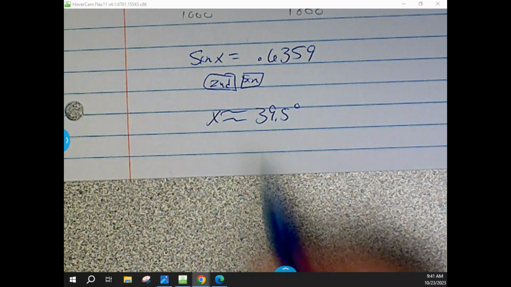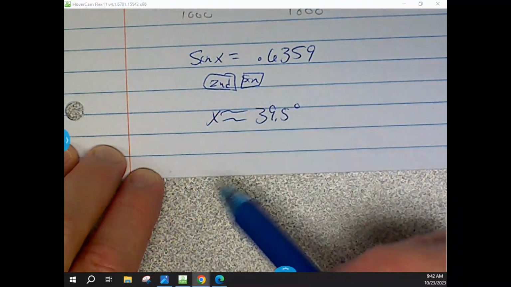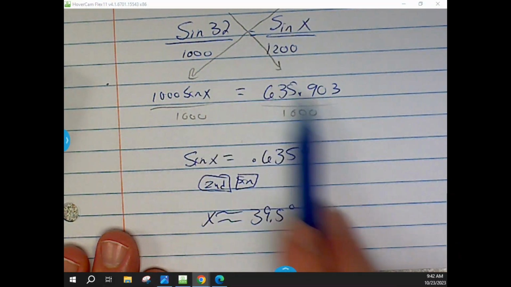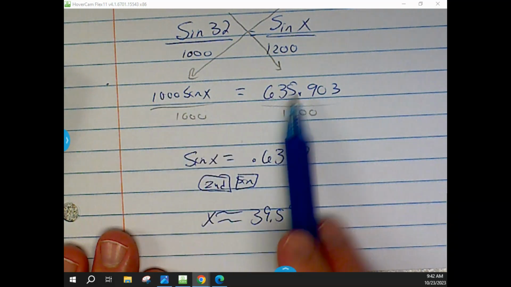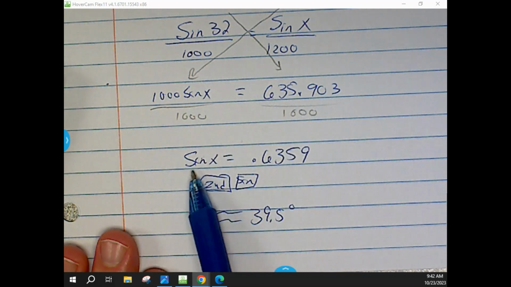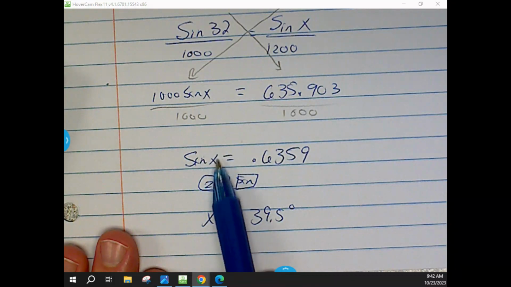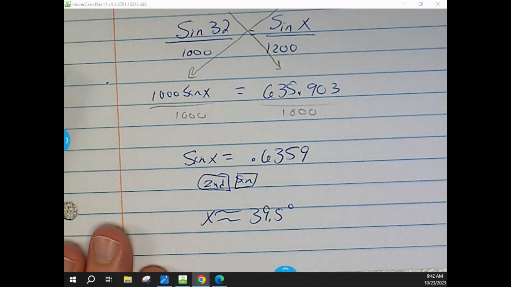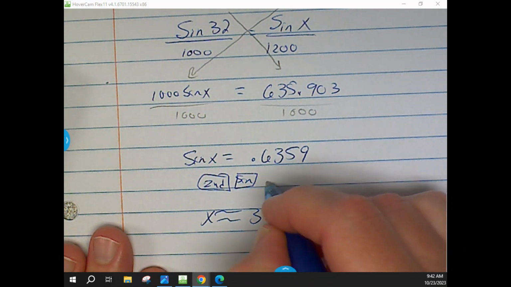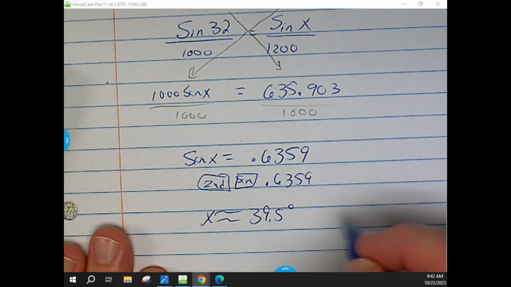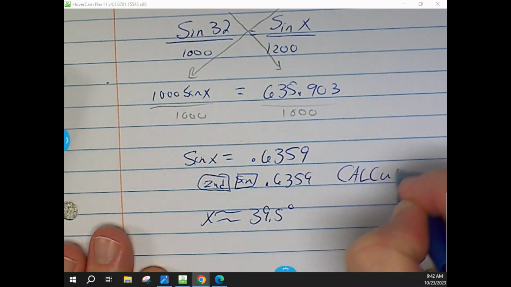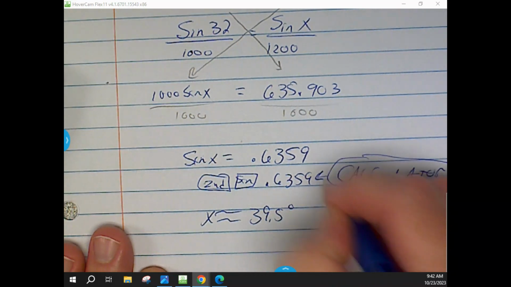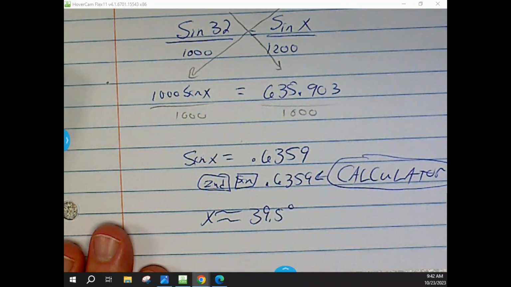So for that one we hit second, and then we hit the sine button to get that one from here. Back here, when we did our cross products, we had 1,000 times sine x equal those two numbers. We divided by 1,000 to get the sine by itself, and because it's sine of x, we have to figure out what the angle is. That's where we hit second, and then sine, and then hit their number there. So that's what we had to hit on the calculator to get that answer.